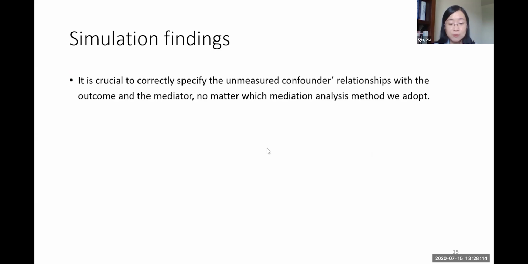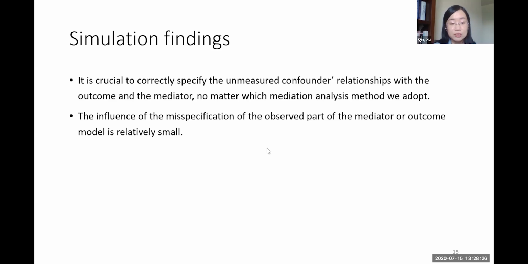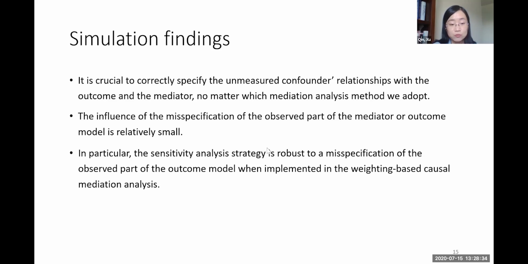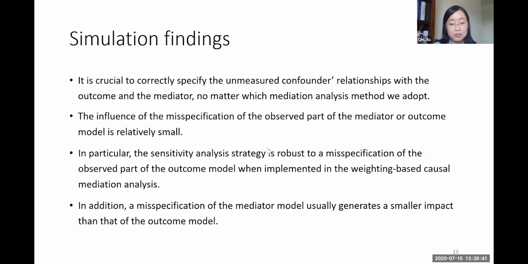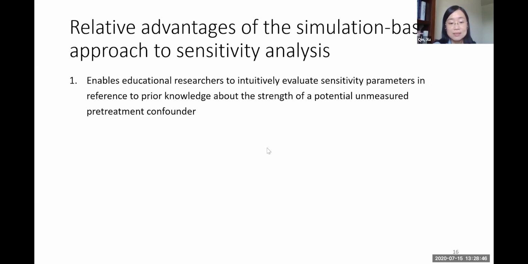If a potential interaction between U and the treatment or the mediator exists theoretically, we need to modify the conditional distribution of U accordingly and adjust for these interactions in the adjusted causal mediation analysis. And the influence of the misspecification of the observed part of the mediator or outcome model is relatively small. In particular, the sensitivity analysis strategy is robust to misspecification of the observed part of the outcome model when implemented in the weighting-based method. In addition, a misspecification of the mediator model usually generates a smaller impact than that of the outcome model. In summary, the proposed method has 4 major advantages.